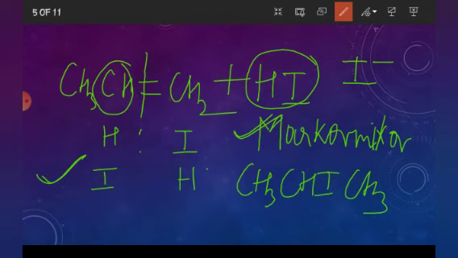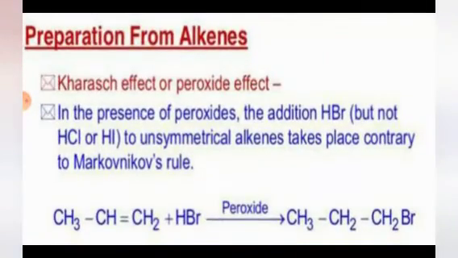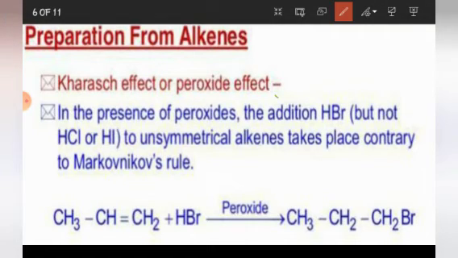So again you need to remember, if the alkene that we have is symmetrical, there will be no issues as to where H will go and where I will go. But if we have an unsymmetrical alkene, we will follow Markovnikov rule and the negative part of the addendum will add to that carbon atom which contains lesser number of hydrogen atoms. Fine. Now see students, there is an exception to this rule which is known as Kharash effect or peroxide effect, and it is also known as anti-Markovnikov rule.